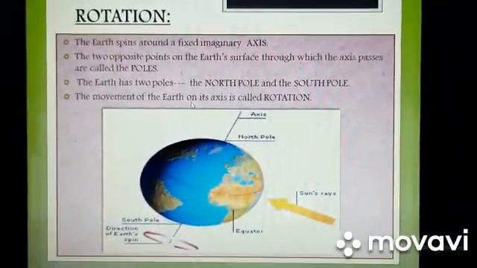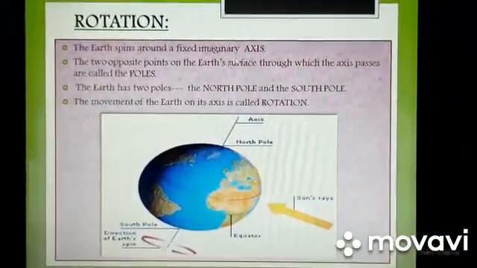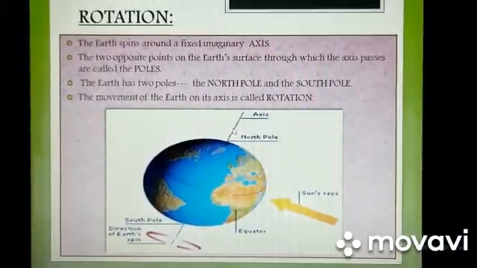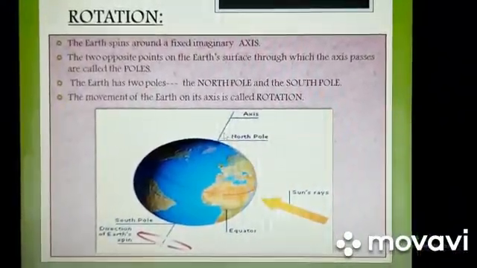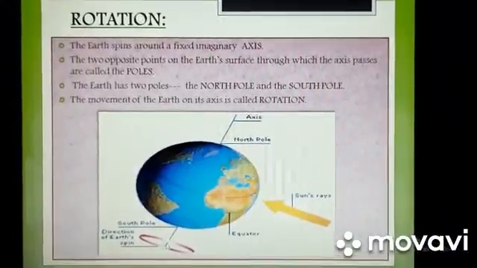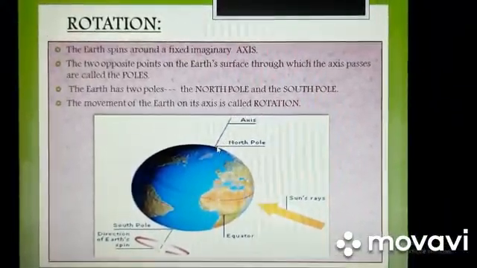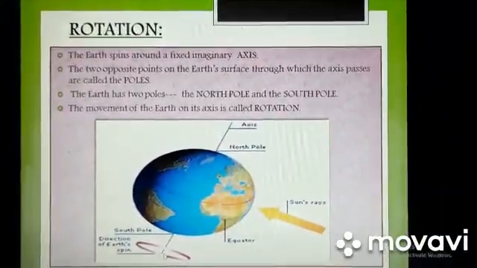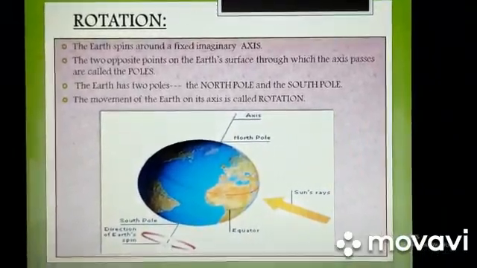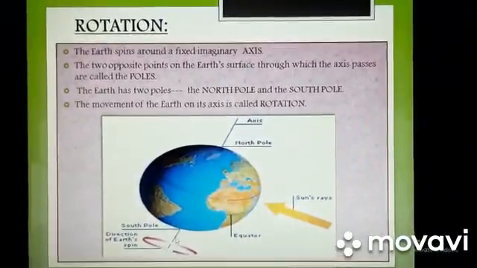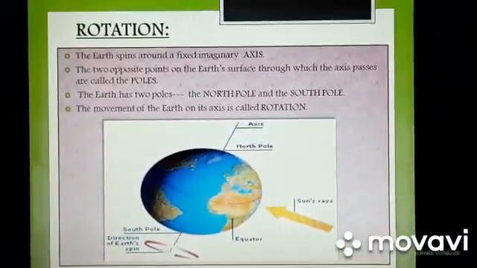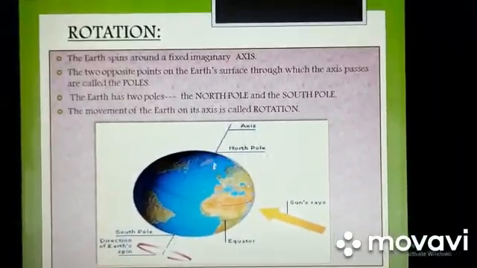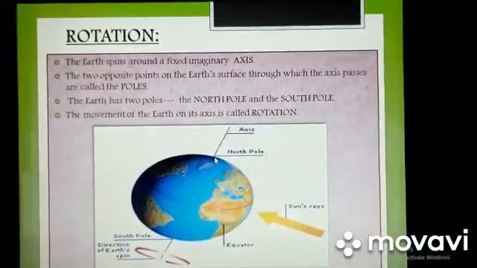Now rotation. So our earth spins around a fixed imaginary axis. Our earth keeps on spinning like a spinning top. So this axis is called imaginary because it is not seen in photographs. That means if you try to see it from outer space, or in the photographs sent by the satellite from outer space or the moon, they do not show this axis, but it is imagined to be there.